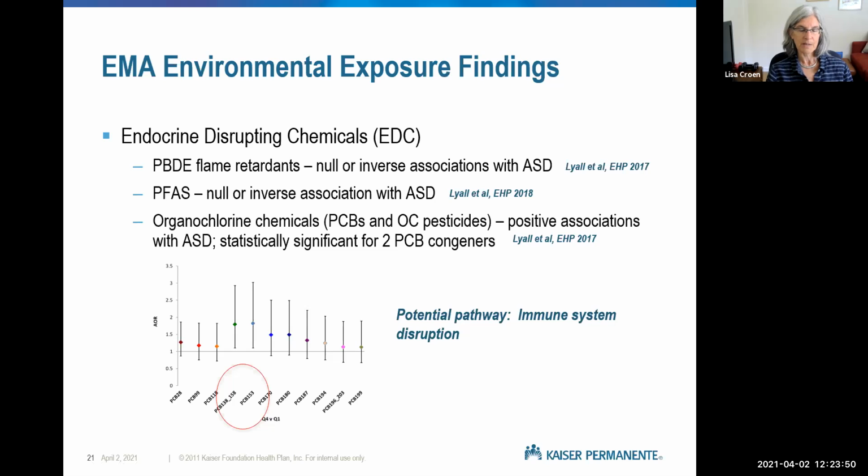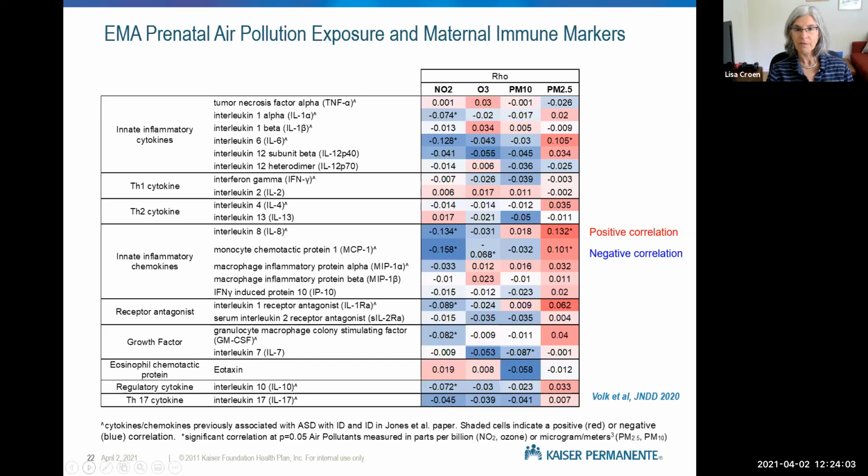And there are several potential mechanisms or pathways that could explain this, one of which could be immune system disruption, maternal immune system disruption. Another way we've looked at the immune system is in relation to prenatal air pollution exposure. I know a lot of the people in the audience here are experts in air pollution. I'm not an expert in air pollution, but I'm lucky enough to work with people who have that expertise. And this work was in collaboration with Dr. Heather Volk, who used to be at USC, now at Hopkins.